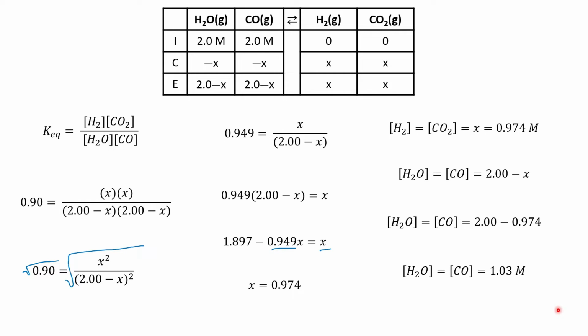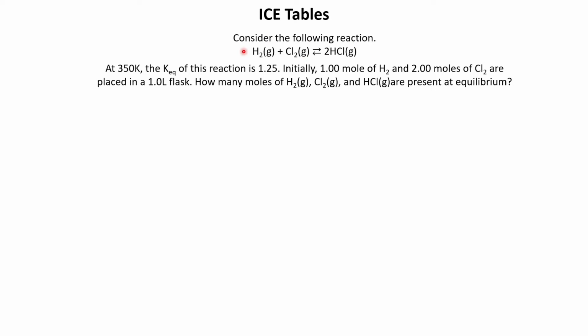But usually for ICE tables, I find that one example is not quite enough. So let's do another example. Okay, so we have a new reaction. Hydrogen and chlorine gas go to form hydrochloric acid. The problem reads, at 350 K, the KEQ of this reaction is 1.25. Initially, 1 mole of hydrogen and 2 moles of chlorine are placed in a 1-liter flask. How many moles of hydrogen, chlorine, and hydrochloric acid are present at equilibrium?